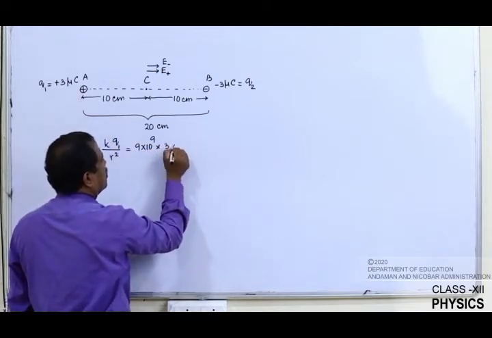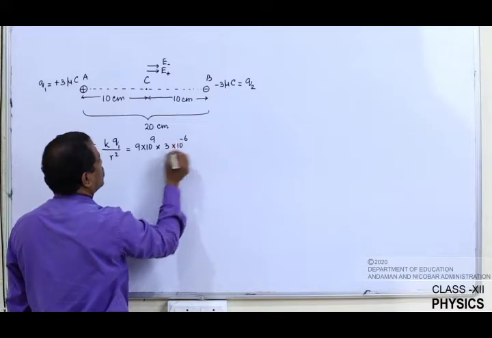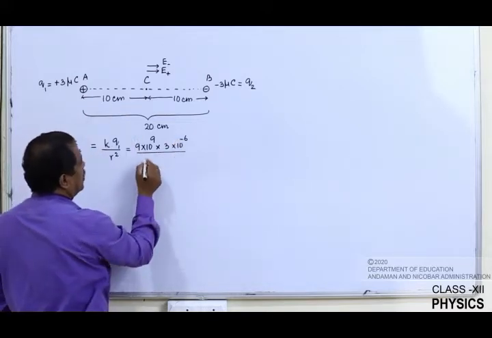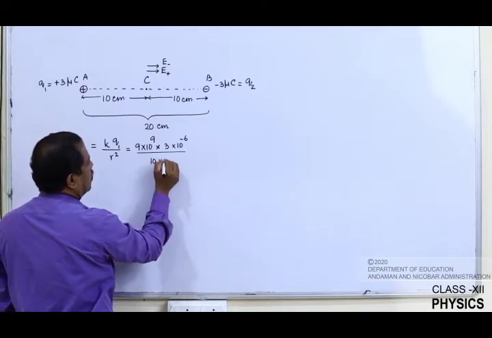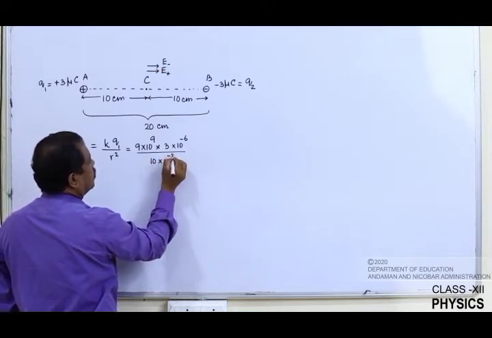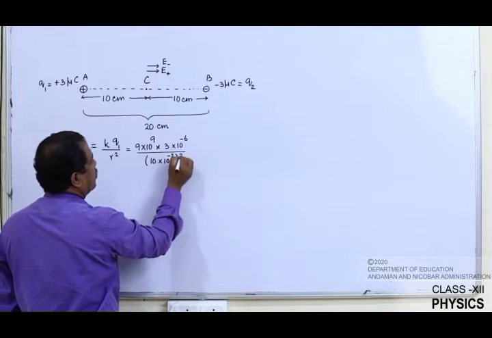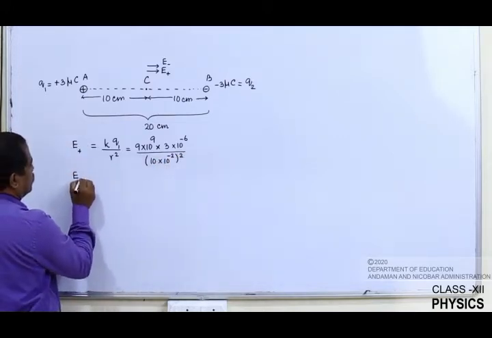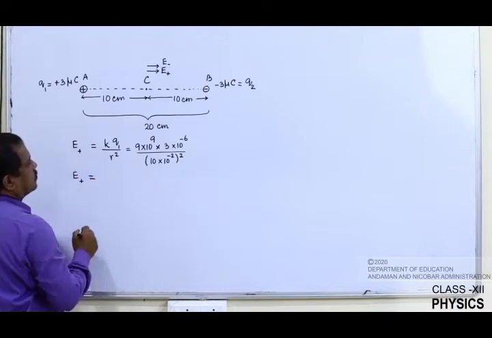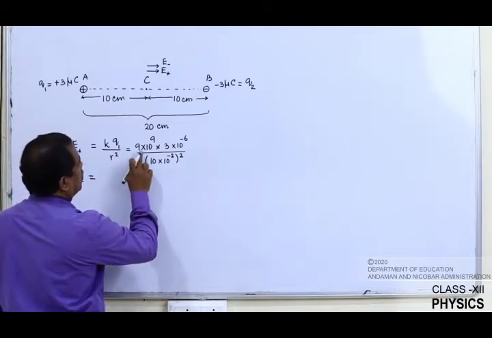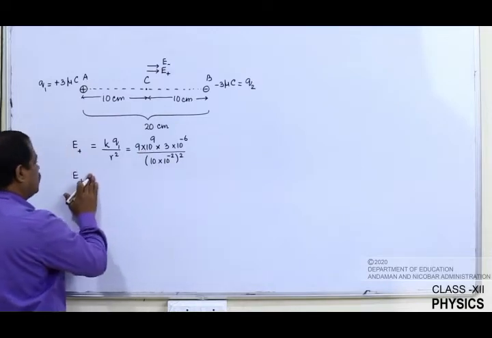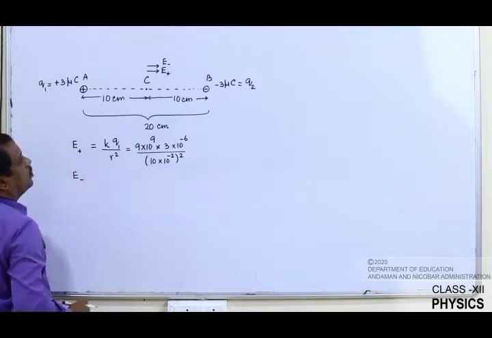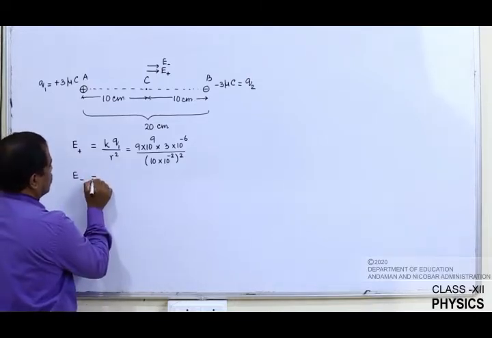So let me say 3 micro, 10 power minus 6, divided by square 10 centimeter. I hope you understand that we need to convert it into meter. So 10 into 10 power minus 2 the square. I prefer to keep it as such because further calculation will be simpler. So I want to calculate the magnitude of the electric field due to negative charge.